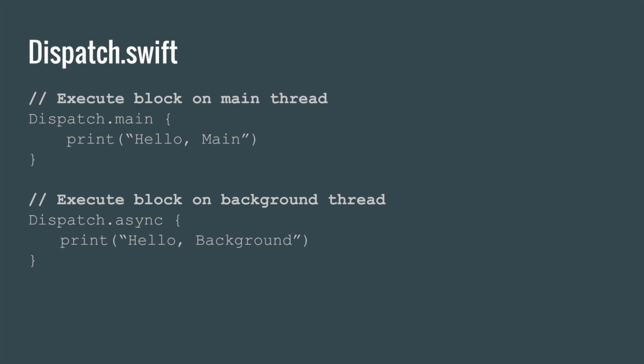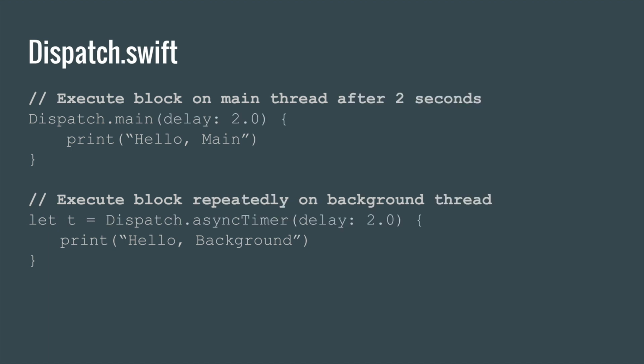So what do we actually want to do here? We'd like to come up with some syntax like you can see here, where we want a structure called Dispatch, and we would like to call a method called main, passing in a block of code that we'd like to run on the main thread, where we can do any UI related tasks. Similarly, we'd like another function called async where we would like that block of code to be run in the background.